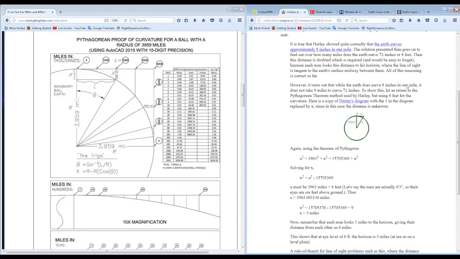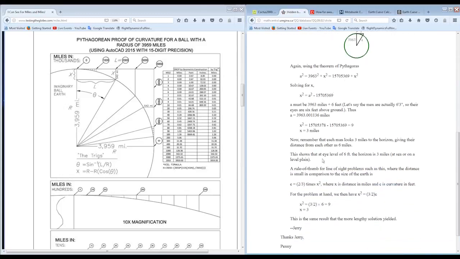So you might be thinking, well, it's 9 miles. The dude would have to be 9 miles away for a 6-foot person to be obscured at 8 inches per mile. Well, no, it's not a slant. It's a curve. It's a ball. So you can't just multiply 8 times the miles. And when they go through all the Pythagorean theorem and blah, blah, blah, you end up with 3 miles as your answer. Okay?